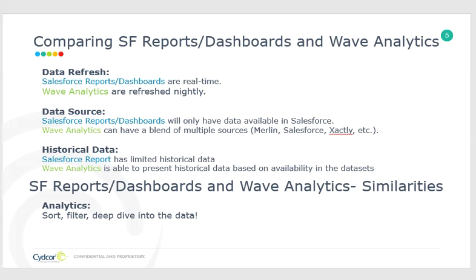The data source is also different. The Salesforce list reports will have data that's only in Salesforce, whereas Wave Analytics is a blend between multiple sources. It can have Merlin, Salesforce, Exactly, etc. data all mixed together in one report. The historical data is also different. Salesforce reports have limited historical data, whereas with Wave Analytics we're able to go back and see trends.